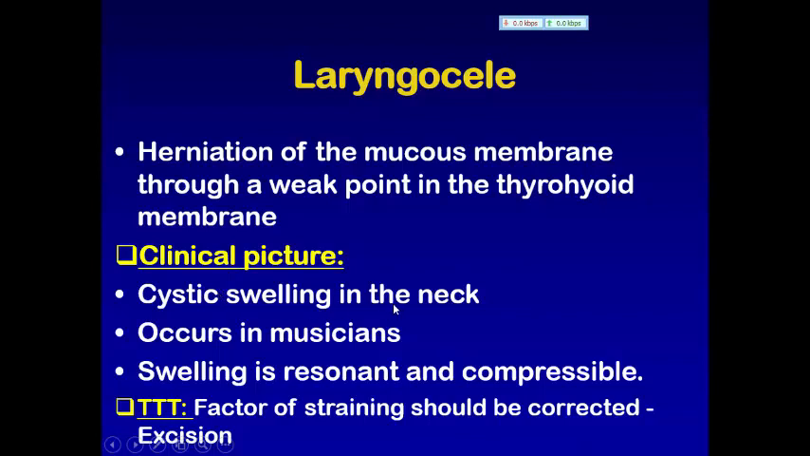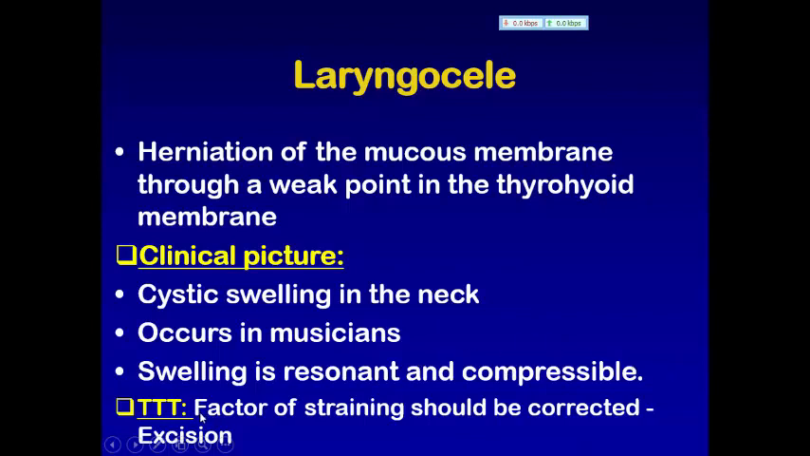Clinical picture, there is a cystic swelling in the neck. Usually occurs in musicians and those like glass blowers. It occurs in musicians and those who usually raise the pressure inside their larynx. Their work demands raising the pressure inside their larynx. Also, the swelling is resonant and compressible because it contains air.